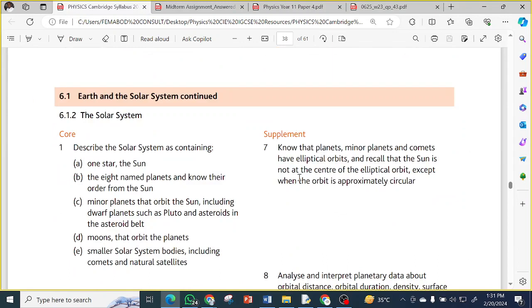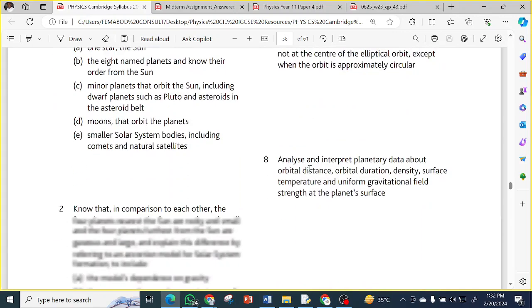Then we're also meant to get the fact that planets, minor planets and comets all have elliptical orbits. I think this is another objective question that will always come our way. What do you mean by elliptical orbit? It simply means that the orbit is not a perfect circle, it's not completely round, it is bent at some point, it is oblique at some point. So we should take note of that concept too, very important.